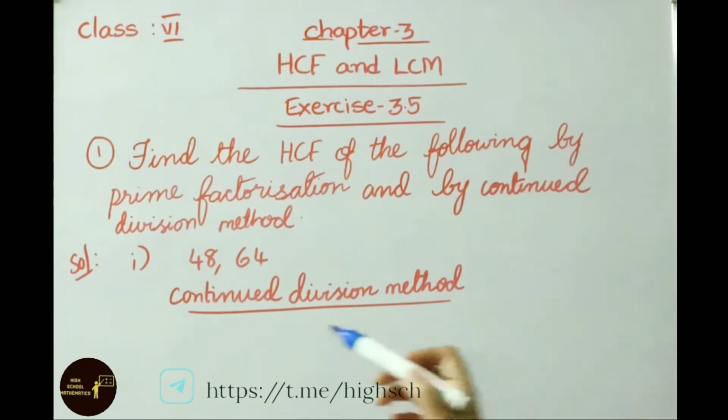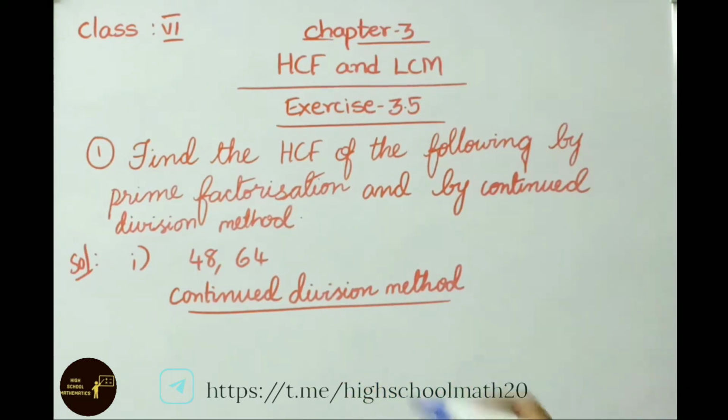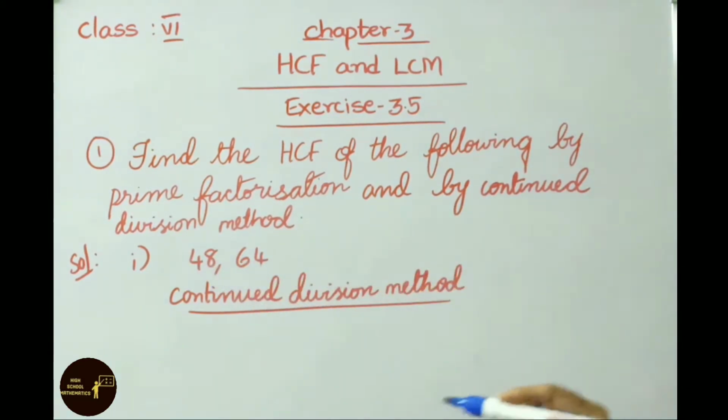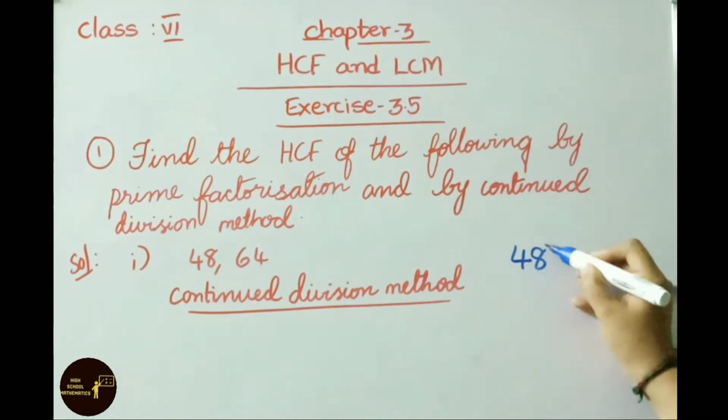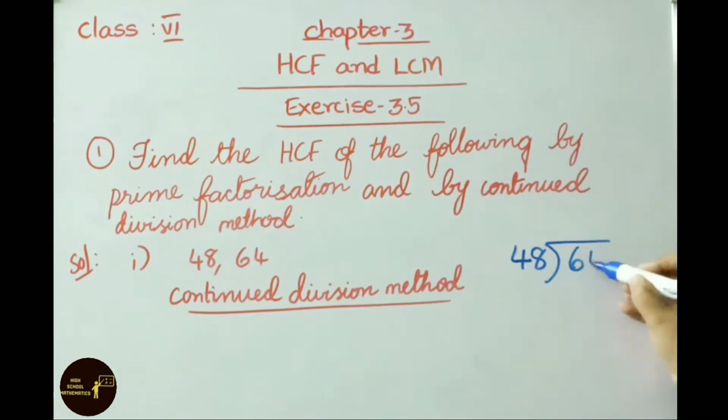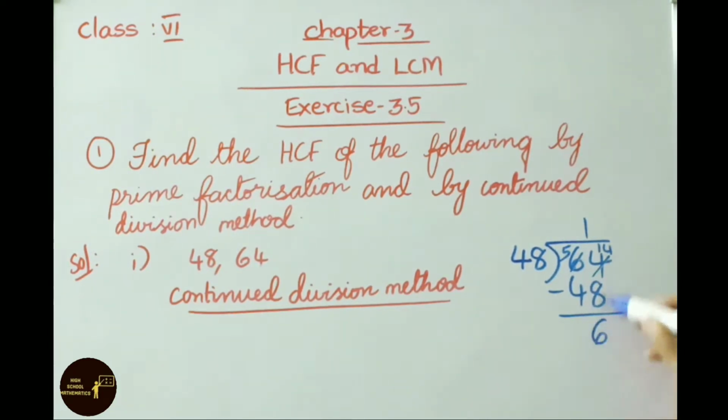Let us find HCF by continued division method. With the first number we have to divide the other number. Let us see now. 48 is going to divide 64. 48 ones are 48. Now let us subtract. Borrow means 4 becomes 14, 6 becomes 5. 14 minus 8 is 6, 5 minus 4 is 1.